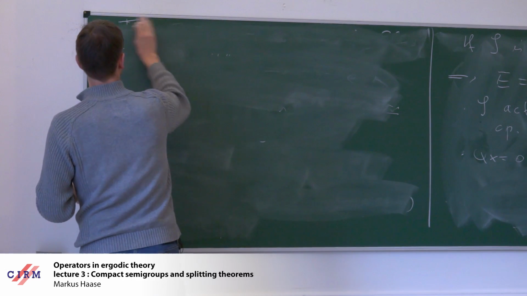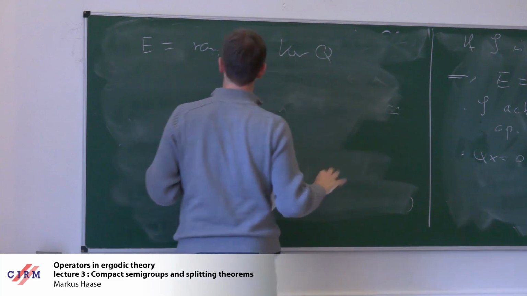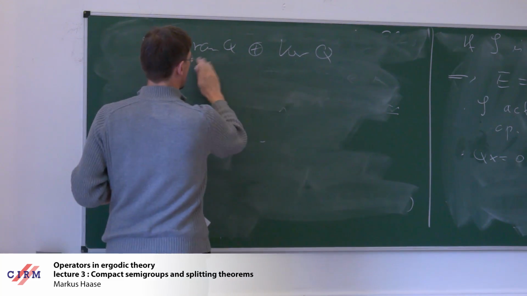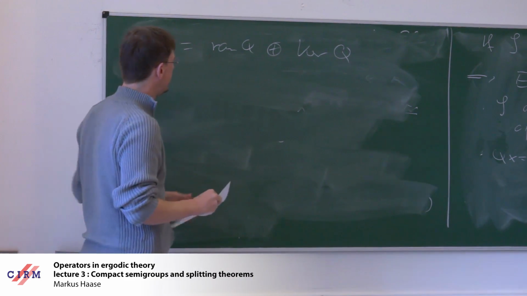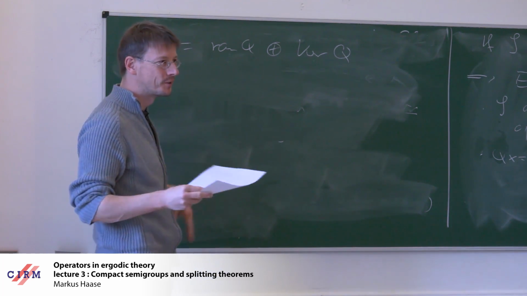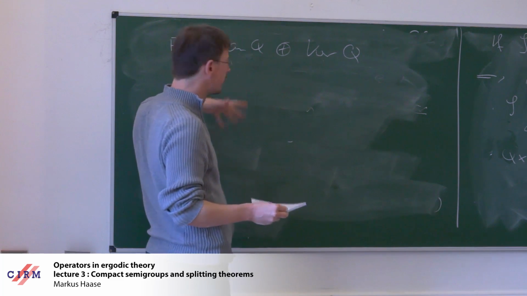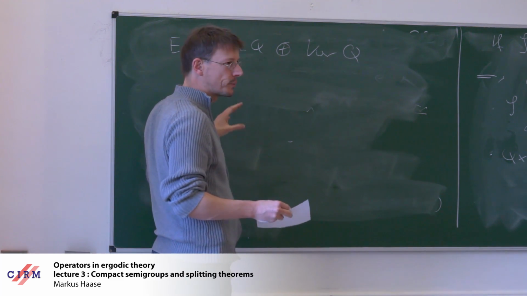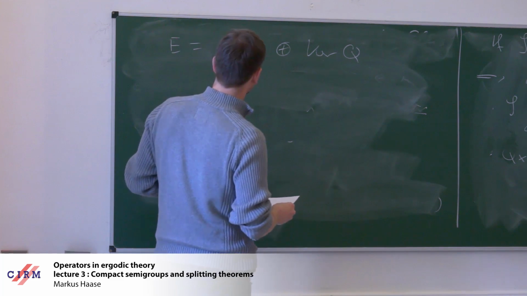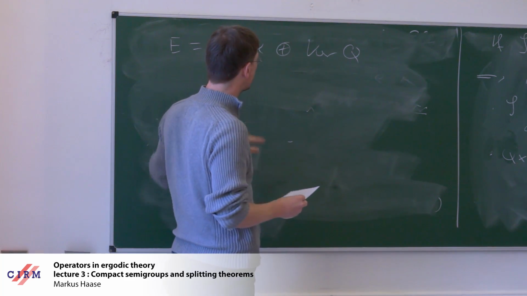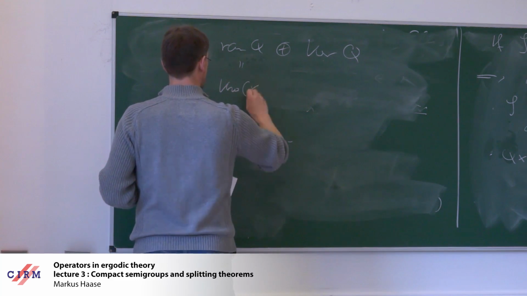So E is the range of Q plus the kernel. If you restrict it to L2, then actually you have really an orthogonal projection and its orthogonal complement. And here you can apply directly the unitary representation theory. So you know that since this is an abelian compact group, all the irreducible representations are one-dimensional, so it's eigenvalues, eigenfunctions. And so this is generated by the eigenfunctions, and this is the orthogonal complement, so you get back the Kronecker factor of X.